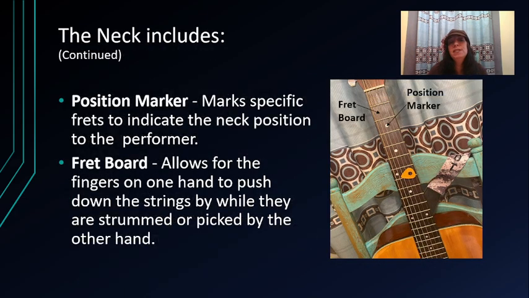All right, so now we have position markers and the fretboard. So position markers are those little dots that go down the length of the neck, and they mark specific frets to indicate the neck position to the performer.